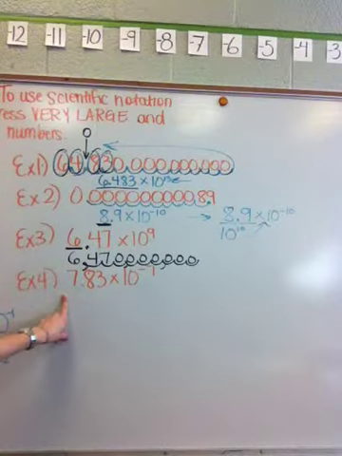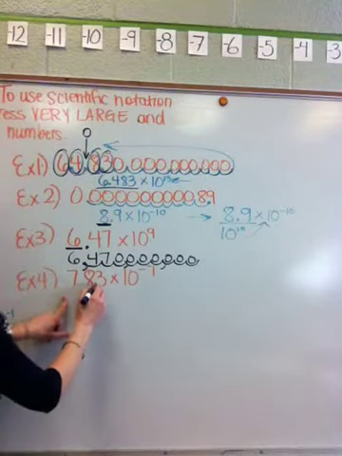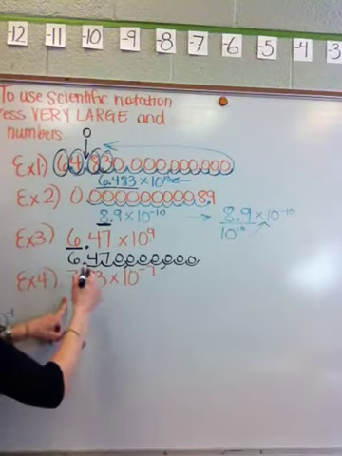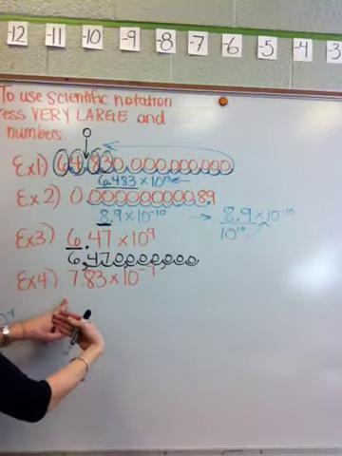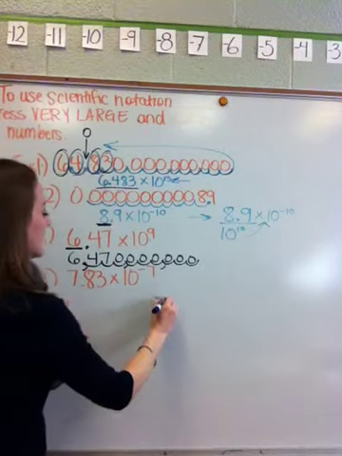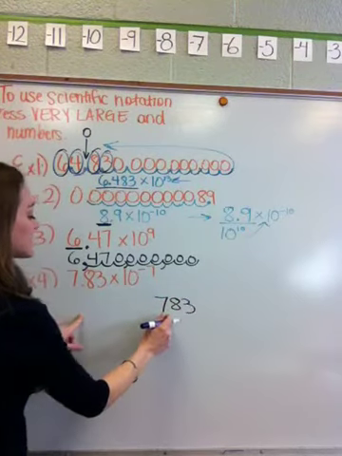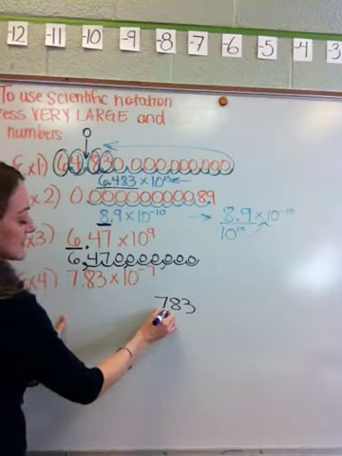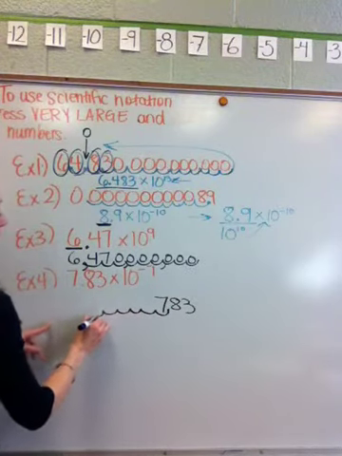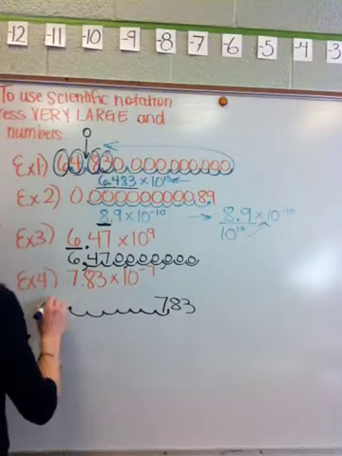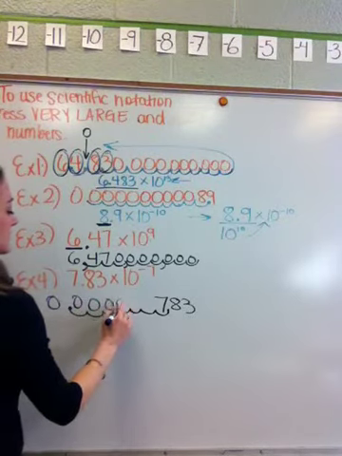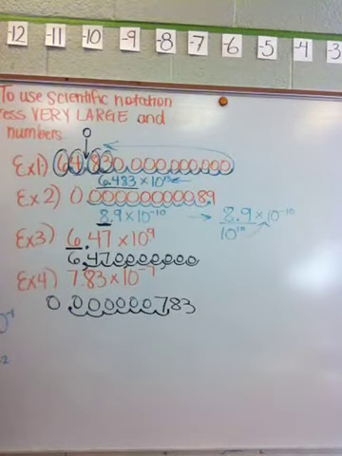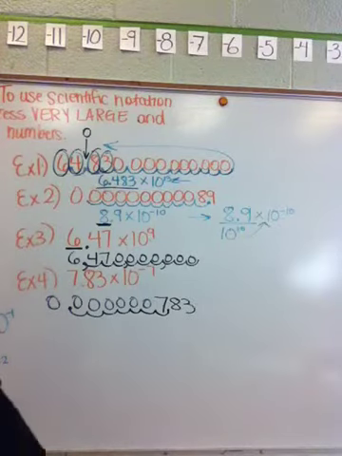All right, example 4, we have 7.83 times 10 to the negative 7 power. So this is like example 2. It's the reverse of example 2. I'm going to rewrite my 7.83 over here because I'm going to add zeros this way. So I'm going to move my decimal 7 times. 1, 2, 3, 4, 5, 6, 7. Put my decimal there, 0.000000783. That's how I transform a number using scientific notation.